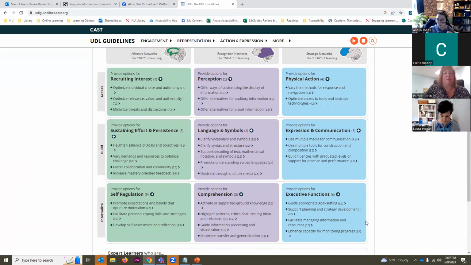integrate into our instruction. Some of the ones that, not to say they don't involve work, but are a little bit more straightforward are things like offering alternatives for auditory information. So if you say something, is it also in writing? If you write something, is there also a way to access it in another way? Those are probably going to be the same, you're going to interpret them in pretty similar ways, regardless of the context that you're using the guidelines for.